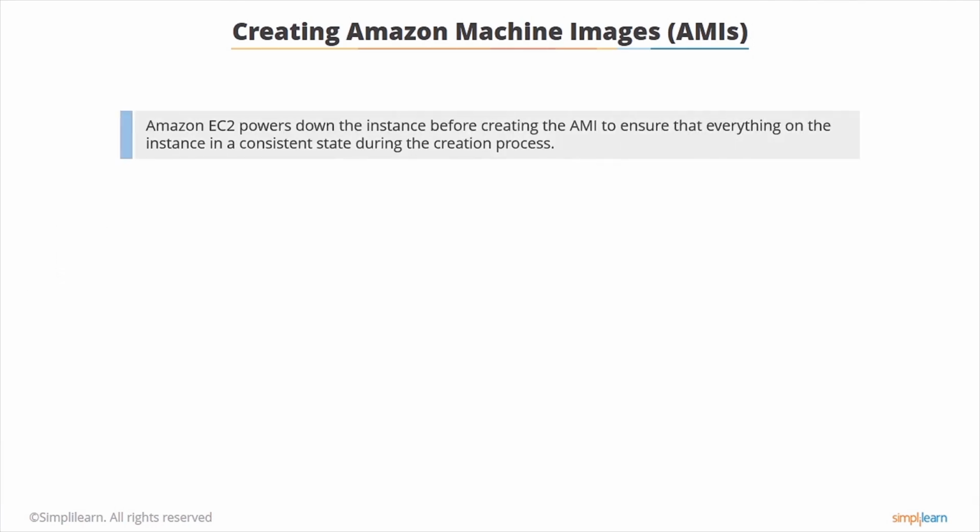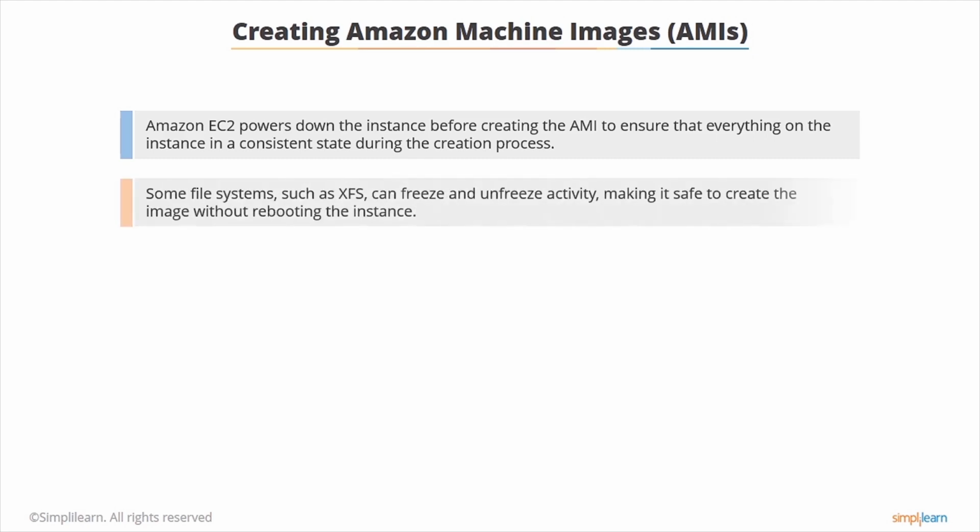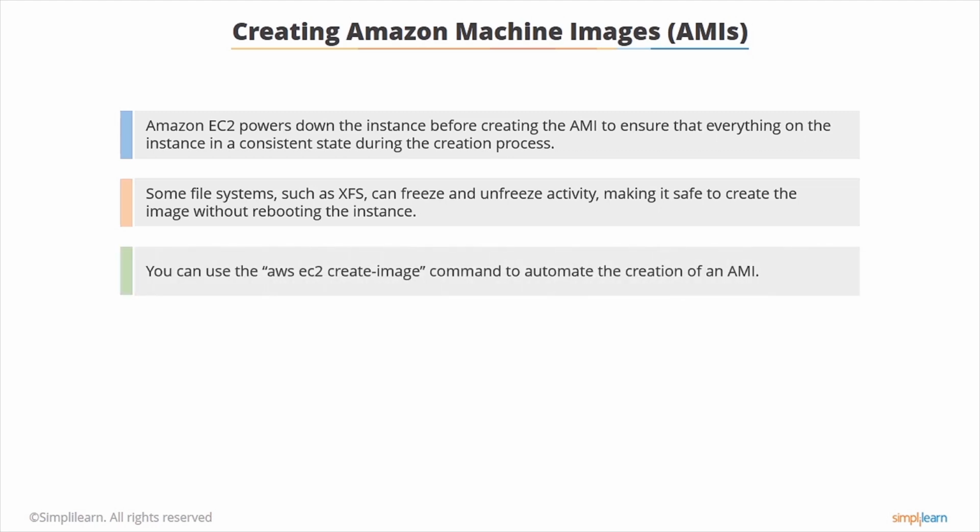Amazon EC2 powers down the instance before creating the AMI to ensure that everything on the instance is stopped and in a consistent state during the creation process. Some file systems, such as XFS, can freeze and unfreeze activity, making it safe to create the image without rebooting the instance. When you need to automate the creation of an AMI, you can use the AWS EC2 Create Image command as displayed on the screen.